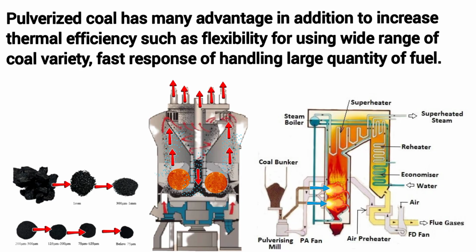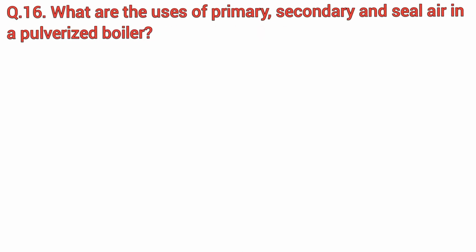Pulverized coal has many advantages in addition to increased thermal efficiency, such as flexibility for using a wide range of coal variety and fast response in handling large quantities of fuel. What are the uses of primary, secondary and seal air in a pulverized boiler?